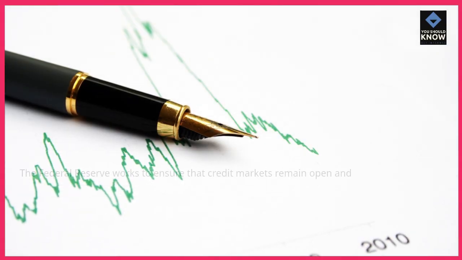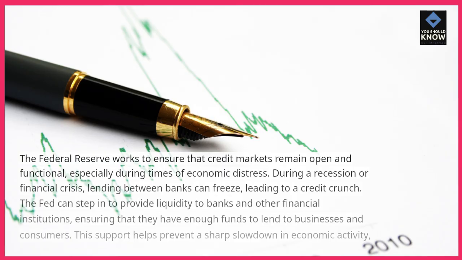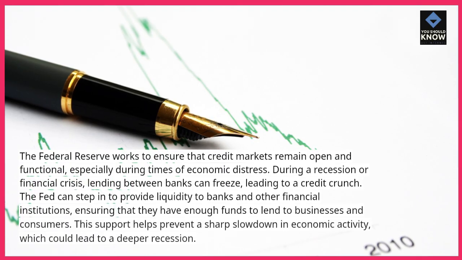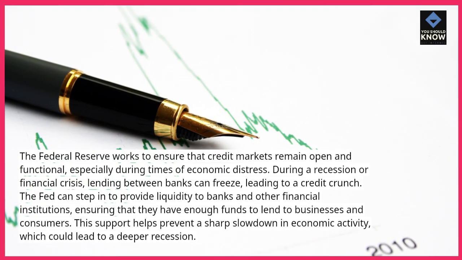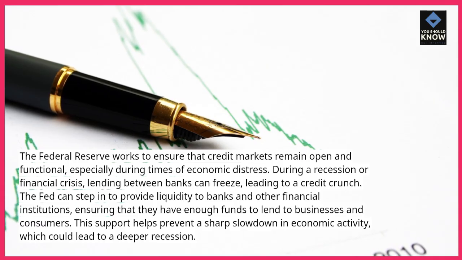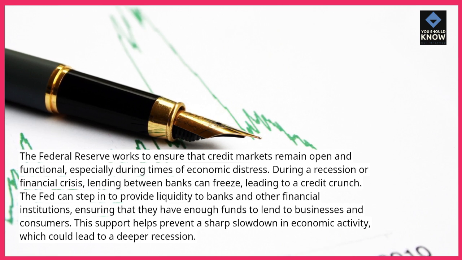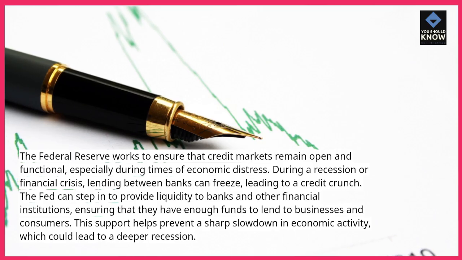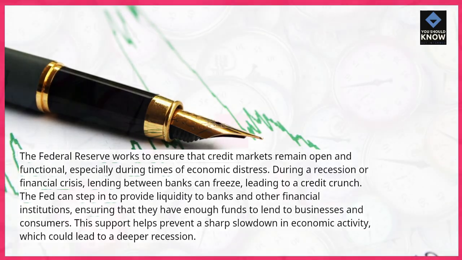7. Supporting credit markets. The Federal Reserve works to ensure that credit markets remain open and functional, especially during times of economic distress. During a recession or financial crisis, lending between banks can freeze, leading to a credit crunch. The Fed can step in to provide liquidity to banks and other financial institutions, ensuring that they have enough funds to lend to businesses and consumers. This support helps prevent a sharp slowdown in economic activity, which could lead to a deeper recession.